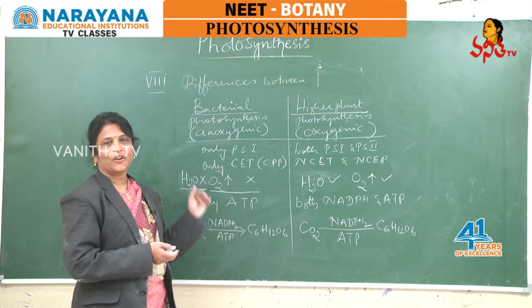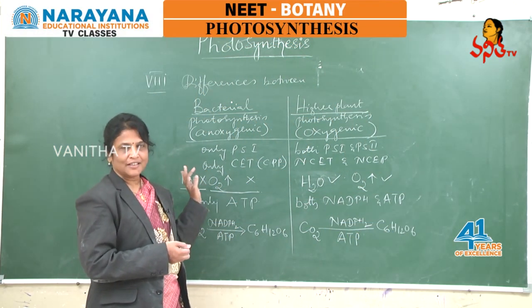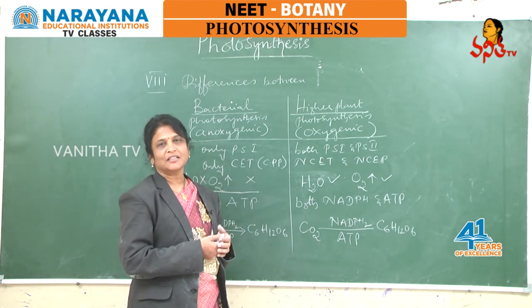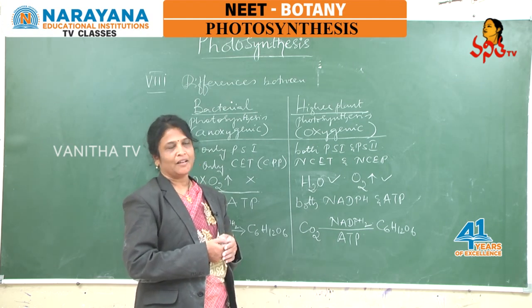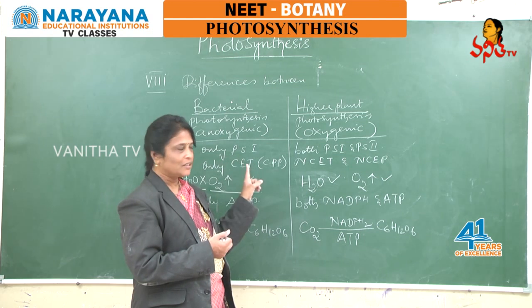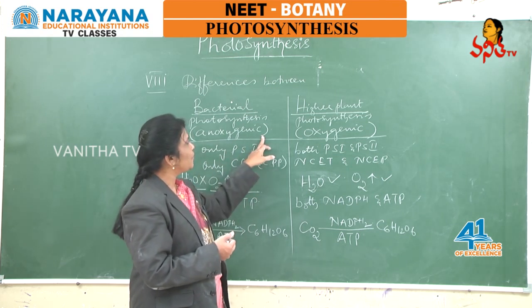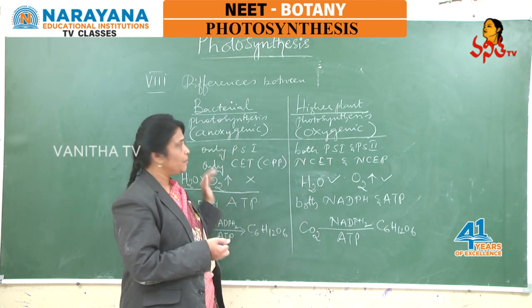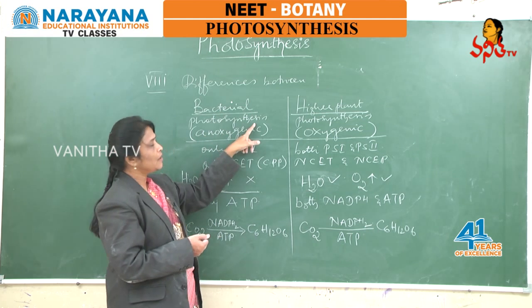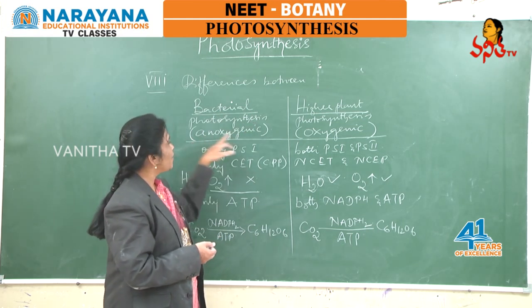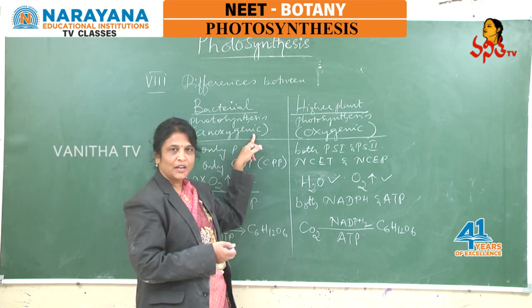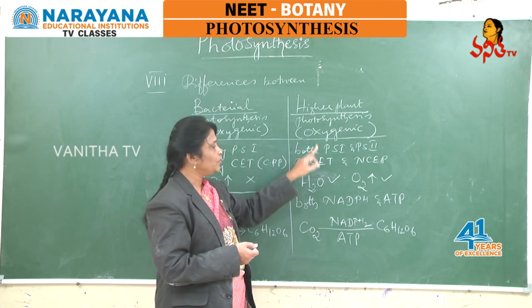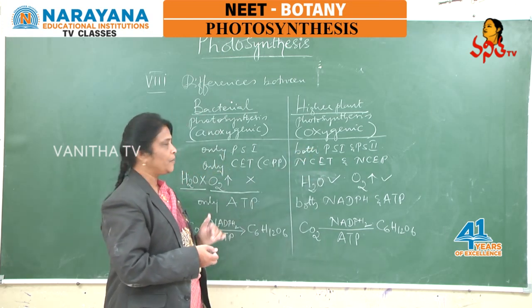Students, as we already followed the light phase events, electron transport, how it causes proton translocation and the synthesis of NADPH and ATP. But now let us focus on the differences between bacterial photosynthesis and higher plant photosynthesis, particularly based on the light phase mechanism. Bacterial photosynthesis we can refer to as anoxygenic because there is no oxygen evolution during the light phase, whereas higher plant photosynthesis is oxygenic due to the evolution of oxygen during the light phase mechanism.